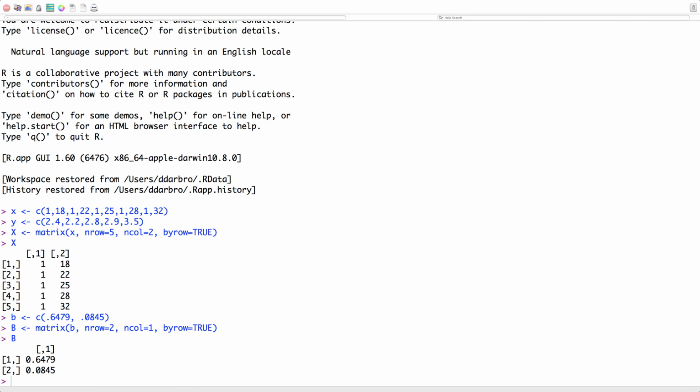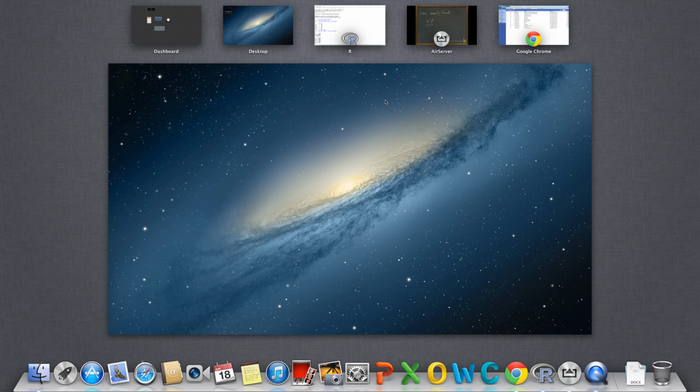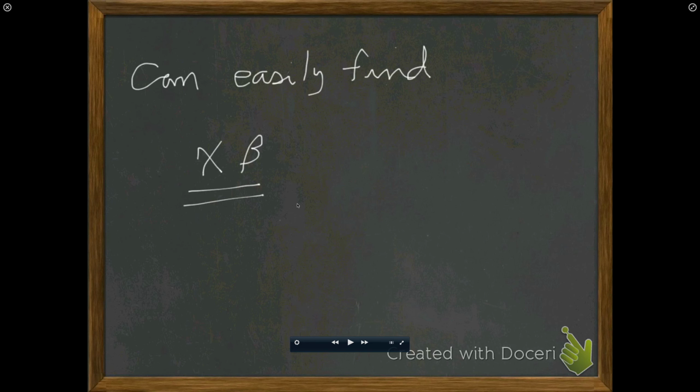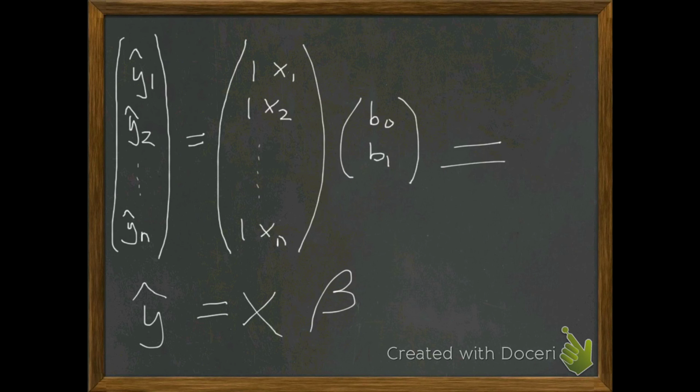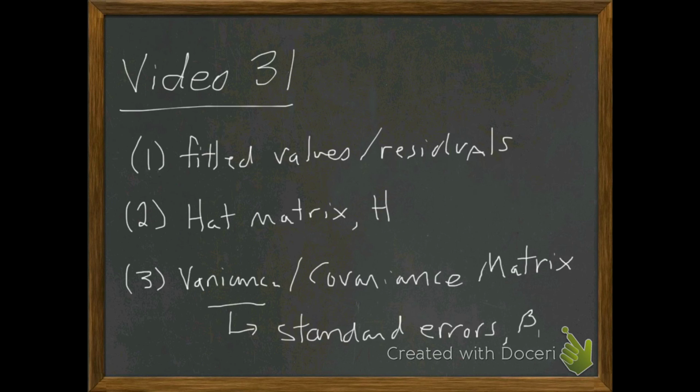Now, if we take x times b, you can see what we get here is 2.1689. Now let's concentrate on this 2.1689, because when we go back over to the air server, the 2.169, somewhere way back here.